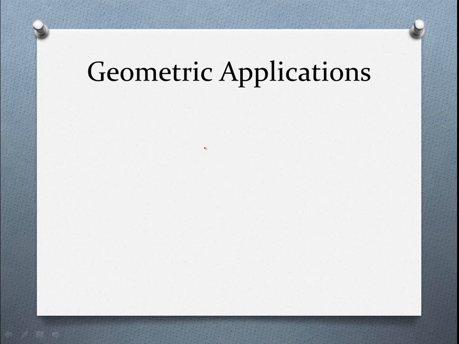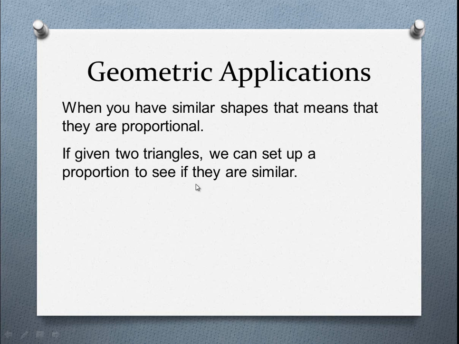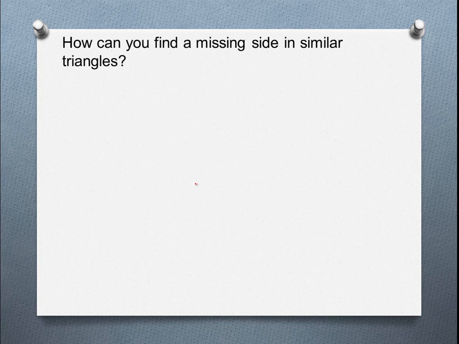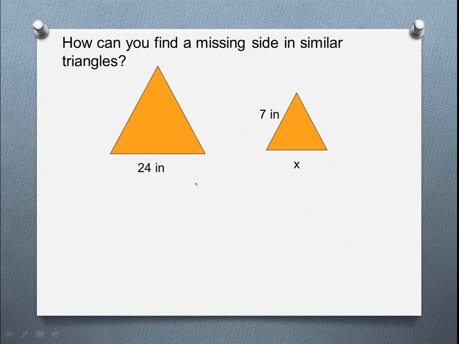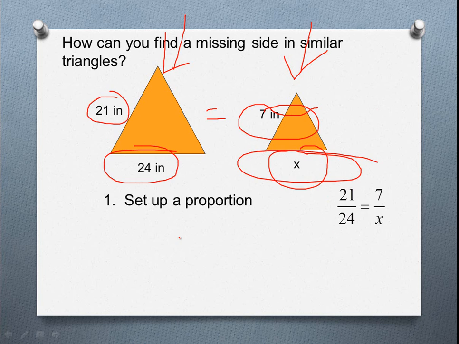Okay, the next question is geometric applications of similar figures. When you have similar shapes, that means they're proportional. So if I had 2 triangles that were similar, then I could set up a proportion of missing sides to find out what this x is. So the best thing to do is take triangle equal to triangle. So in this problem, I'm going to set up my proportion as 21 over 24 equals, now the 21 should match the 7 and the 24 should match the x. So it would look like 21 over 24 equals 7 over x.